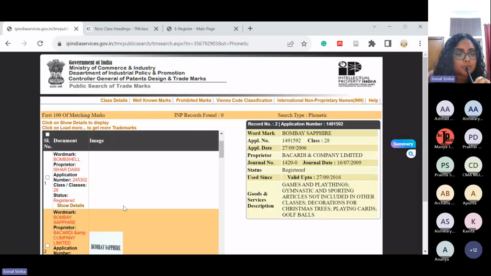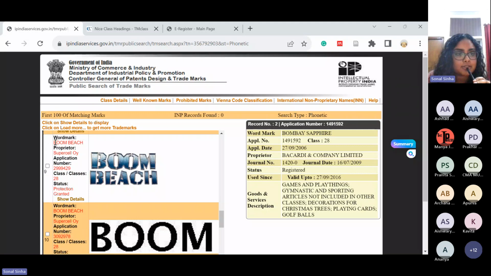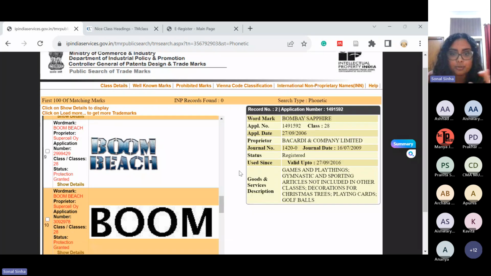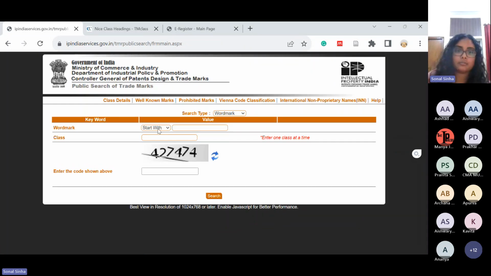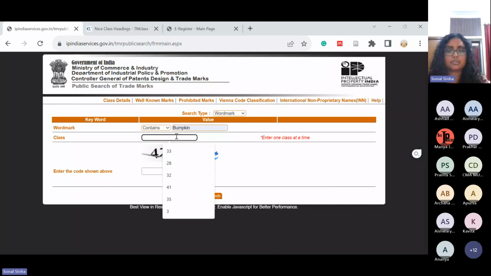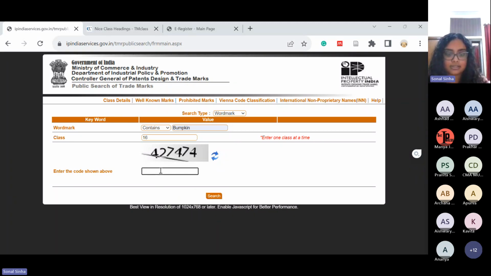So see, why you need to be careful over here is it's Boom Beach. But if it was Boomkin, then that would be a problem for you. So you need to be careful in phonetic search as well. So in the ancillary class, this seems to be a very safe mark to go ahead with, but in the primary class, conducting a quick search in the ancillary class as well.